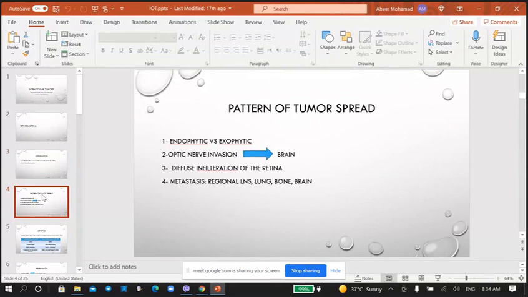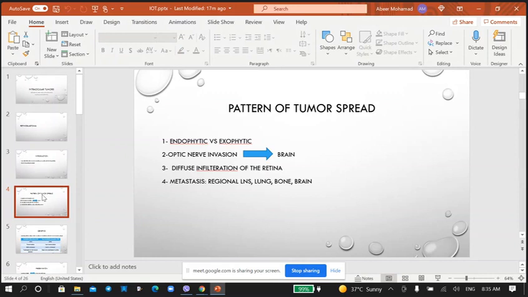Regarding the pattern of tumor spread in retinoblastoma, we have multiple patterns. Either it's a growth pattern, maybe endophytic or exophytic. In endophytic, the tumor grows from the retina into the vitreous, with seeding of tumor cells throughout the eye. Or it may be exophytic, in the subretinal space, meaning the growth goes to the outside, causing retinal detachment. Retinoblastoma, of course, arises from primitive retinal cells.